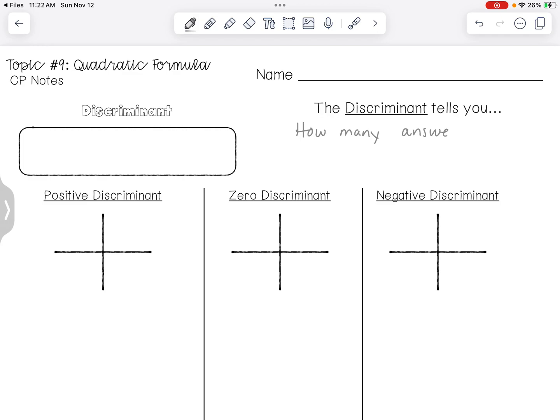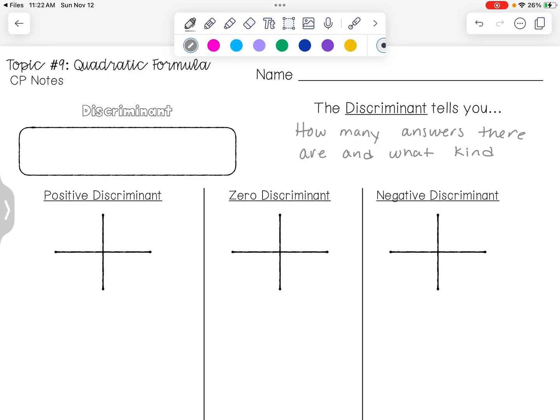answers there are and what kind. So now you might be saying, hey, what is the discriminant? Well, there's a nice little formula for it, and it's based off of our standard form for quadratics.